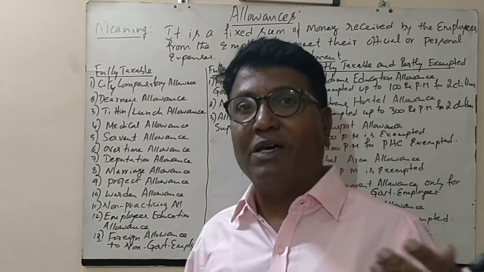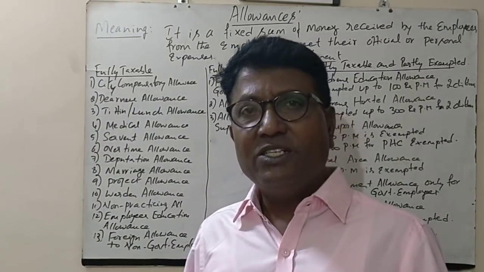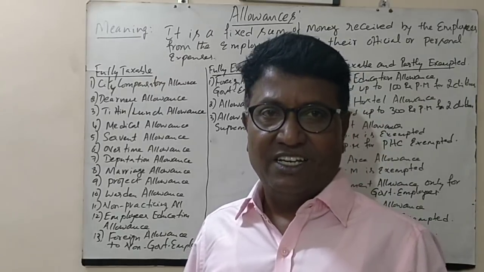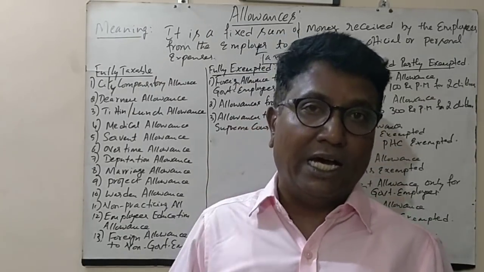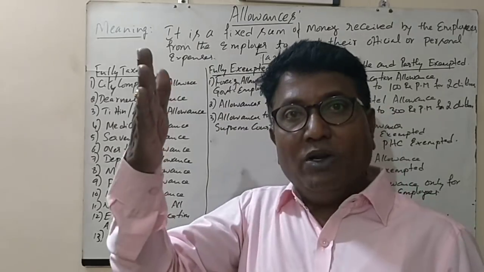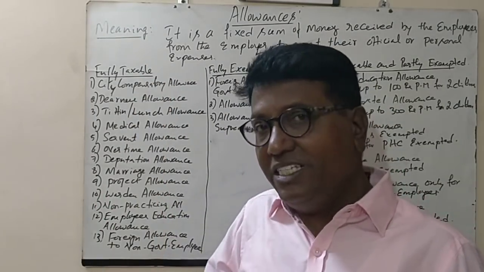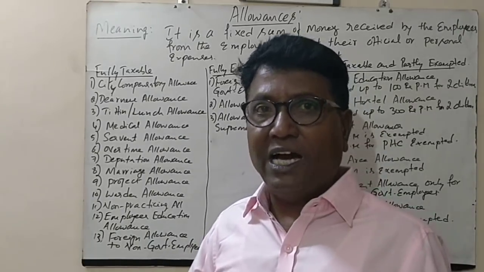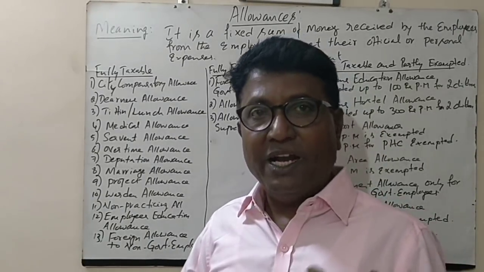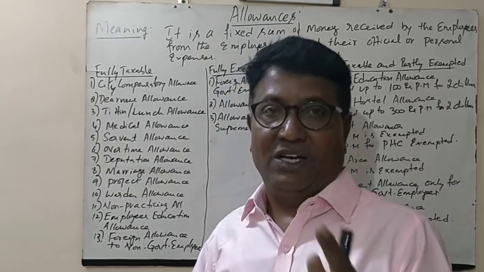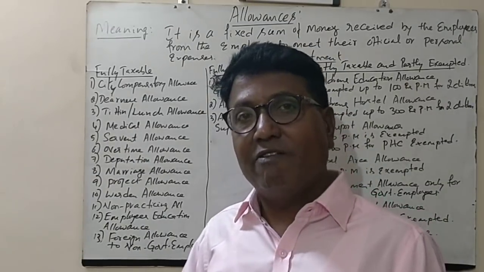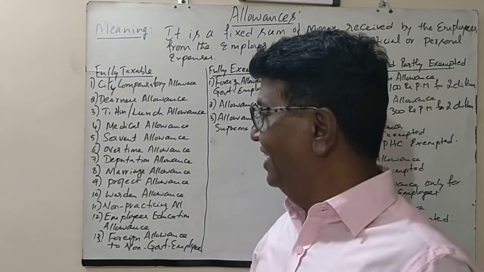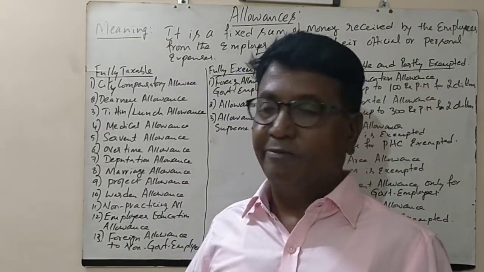Next is overtime allowance. What is overtime? It is over and above the normal time. Normal time in India is 8 hours. So if you are working more than 8 hours, the excess of 8 hours, each hour will be paid an extra money. Say for example, if every hour you are paid 500 rupees, and if you have worked 1 hour extra, that is 8 plus 1, that 1 hour will be paid either double or 1.5 times of your normal salary. That is called an overtime allowance.